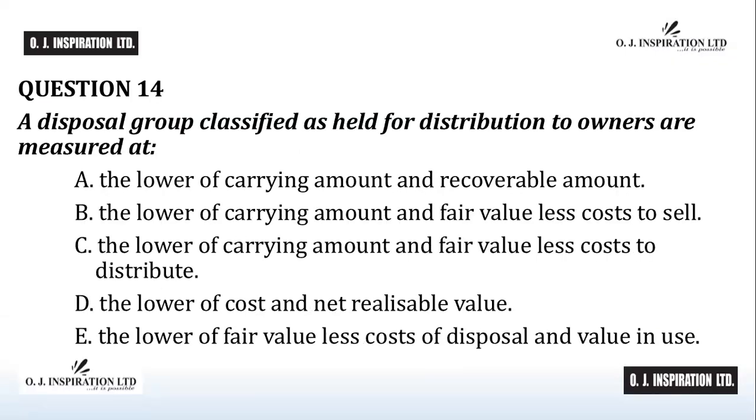Question number 14. A disposal group classified as held for distribution to owners are measured at A. The lower of current amount and recoverable amount. B. The lower of current amount and fair value less cost to sell. C. The lower of current amount and fair value less cost to distribute. D. The lower of cost and net realizable value. E. The lower of fair value less cost of disposal and value in use.